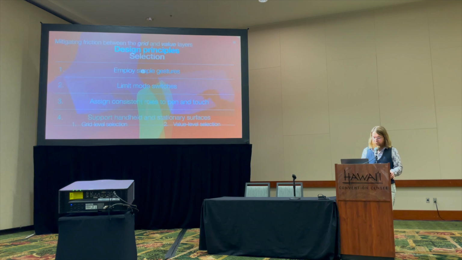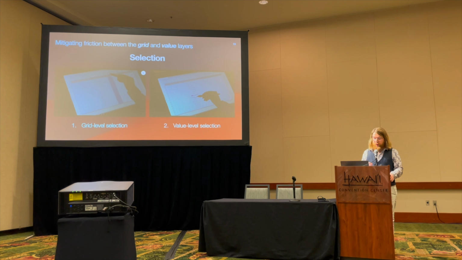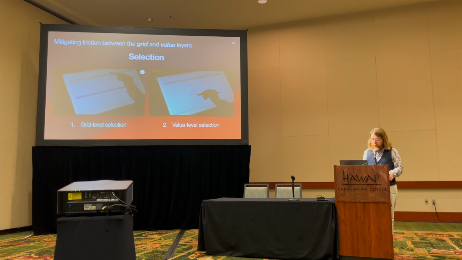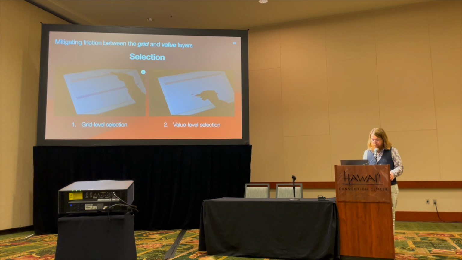In the elicitation studies, there was not a clear difference between pen and touch to interact with the grid or value layer, but there was a strong tendency to use the pen for value level selection inside cells. So we made the choice to have all selections performed with the pen. Tapping on a cell or dragging across cells selects at grid level, while drawing a mark within the boundaries of a cell selects at value level.